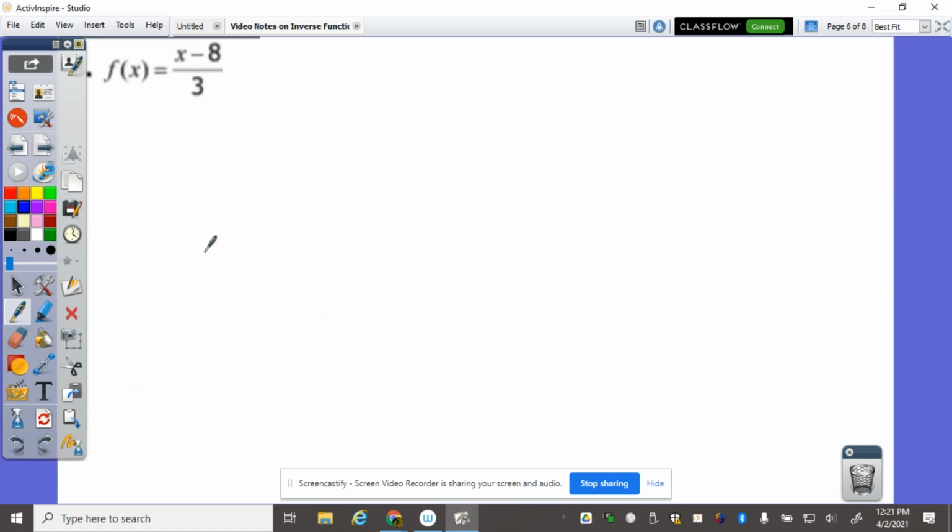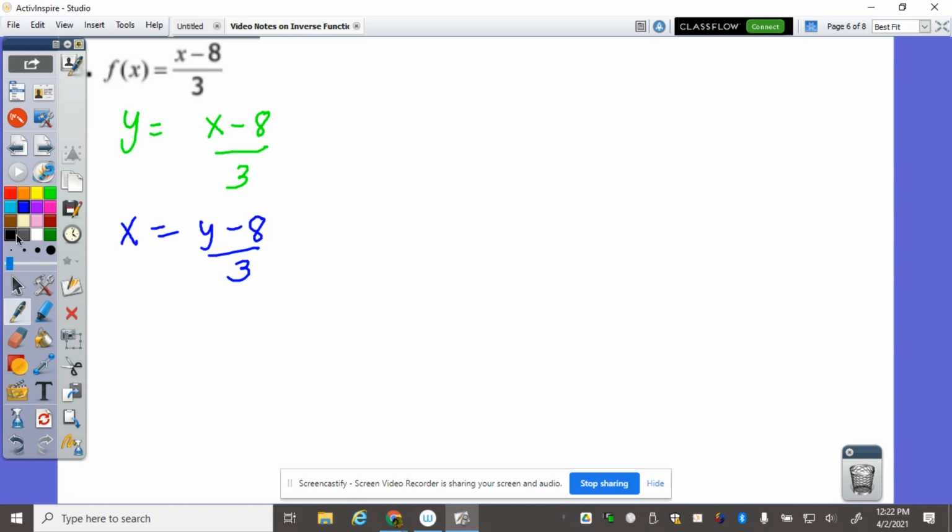One more time. f of x is equal to (x minus 8) over 3. Again, step 1, change the f of x to y, and this becomes (x minus 8) over 3. Step 2, swap the y to x and x to y. So this becomes x now, and this becomes (y minus 8) over 3.